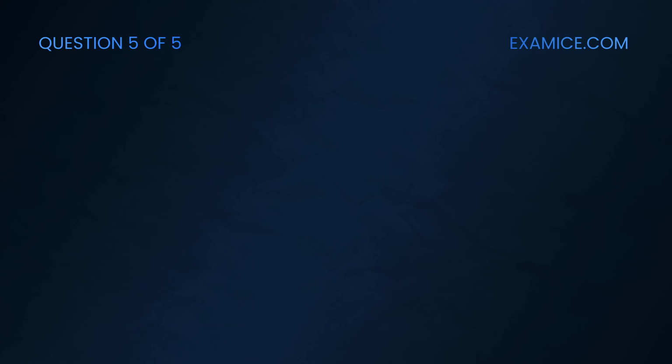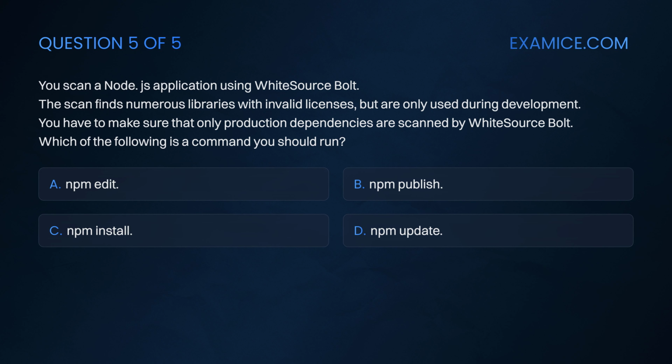Question 5. You scan a Node.js application using WhiteSource Bolt. The scan finds numerous libraries with invalid licenses, but they are only used during development. You have to make sure that only production dependencies are scanned by WhiteSource Bolt. Which of the following is a command you should run? Option A, npm edit. Option B, npm publish. Option C, npm install. Option D, npm update.